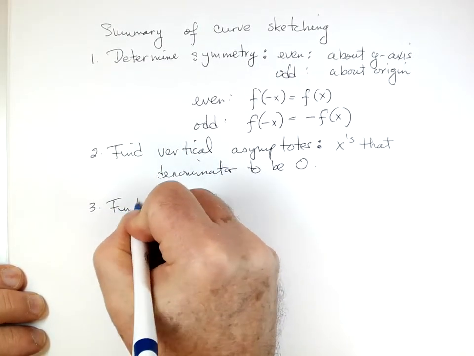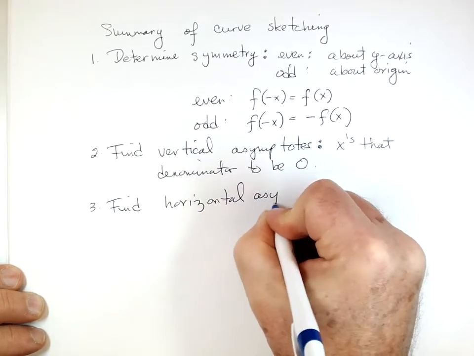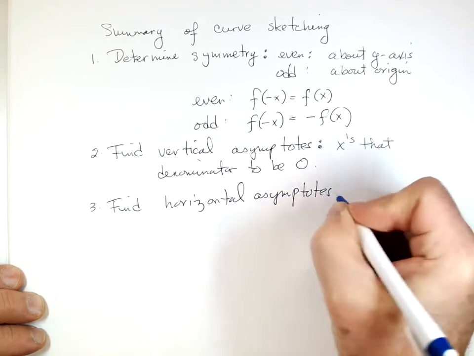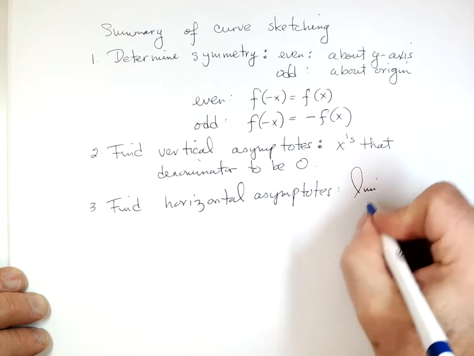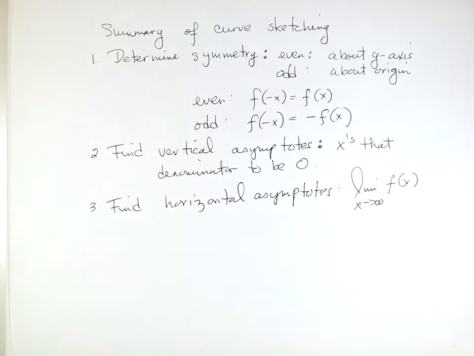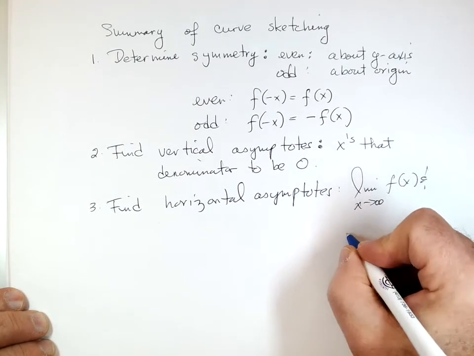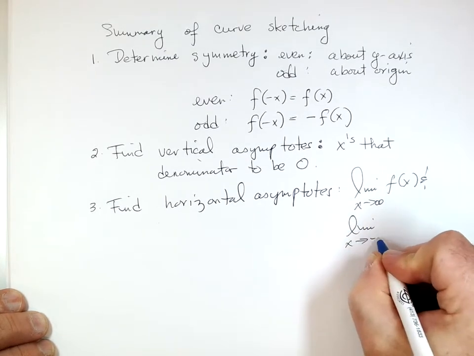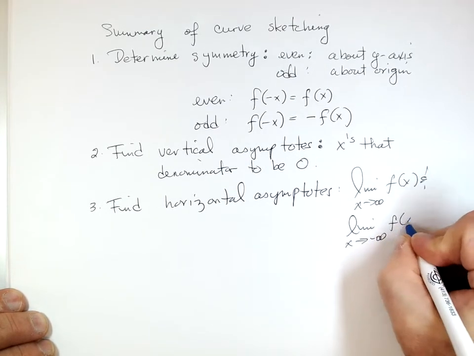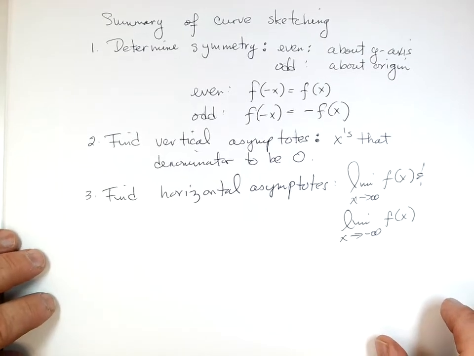You should also notice any horizontal asymptotes. You find horizontal asymptotes by taking the limit as x goes to infinity of the function. If that limit exists, we have a horizontal asymptote. y equals that limit would be a horizontal asymptote. And as well as positive infinity, you should do negative infinity, although on our graphs, they're going to be the same almost always. There are functions where the horizontal asymptotes may be different, but we don't do any functions that complicated, okay?